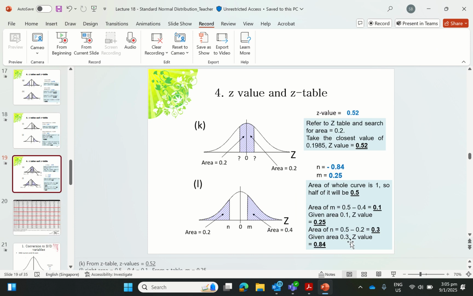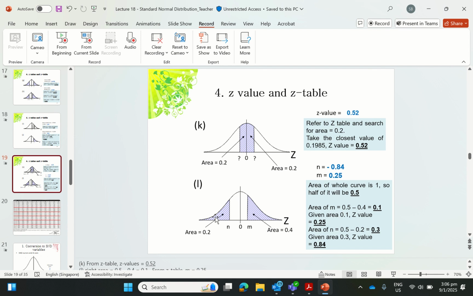All right. So this one, same thing. You have an area of 0.2. This one is easy, both in the center area. So just directly get the value from the Z table, find where is 0.2 and get the Z value. For this one, this area is 0.4 and it's outside. So you need to find the inside area. So 0.5 minus 0.4. So actually you need to find the Z value of 0.1. So you should get 0.25.